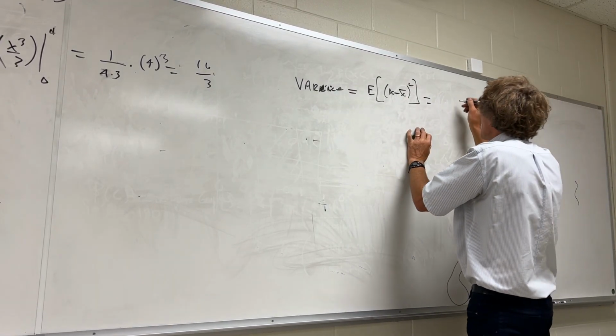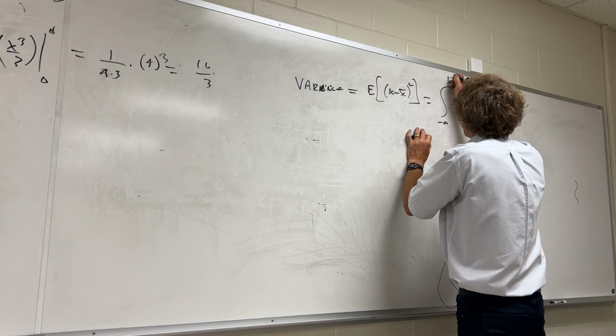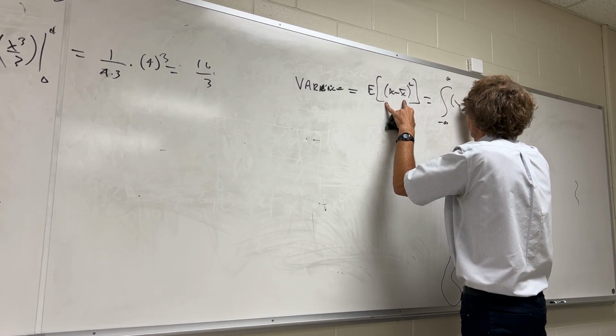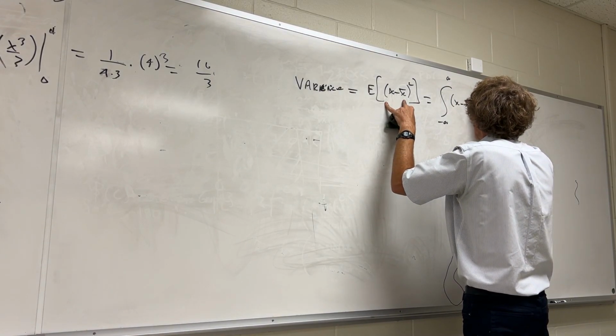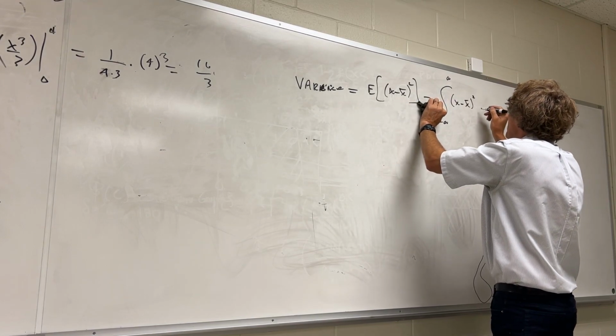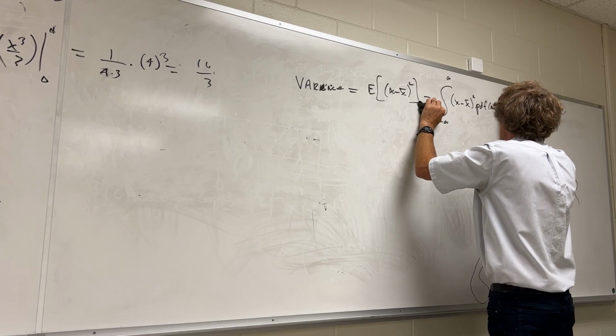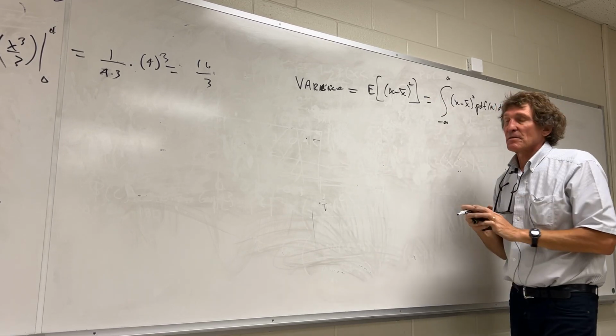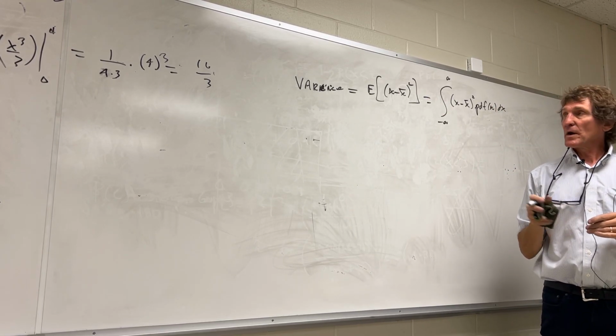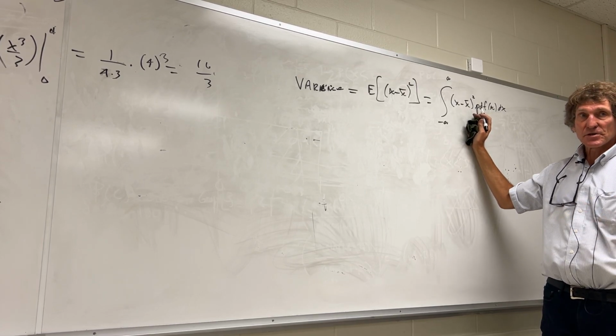So for this one, it's going to be the integral from minus infinity to infinity of x minus x bar squared, times the PDF of x dx. Now I'm going to show you something here. I'm going to go ahead and do the squaring operation. You're going to see something.